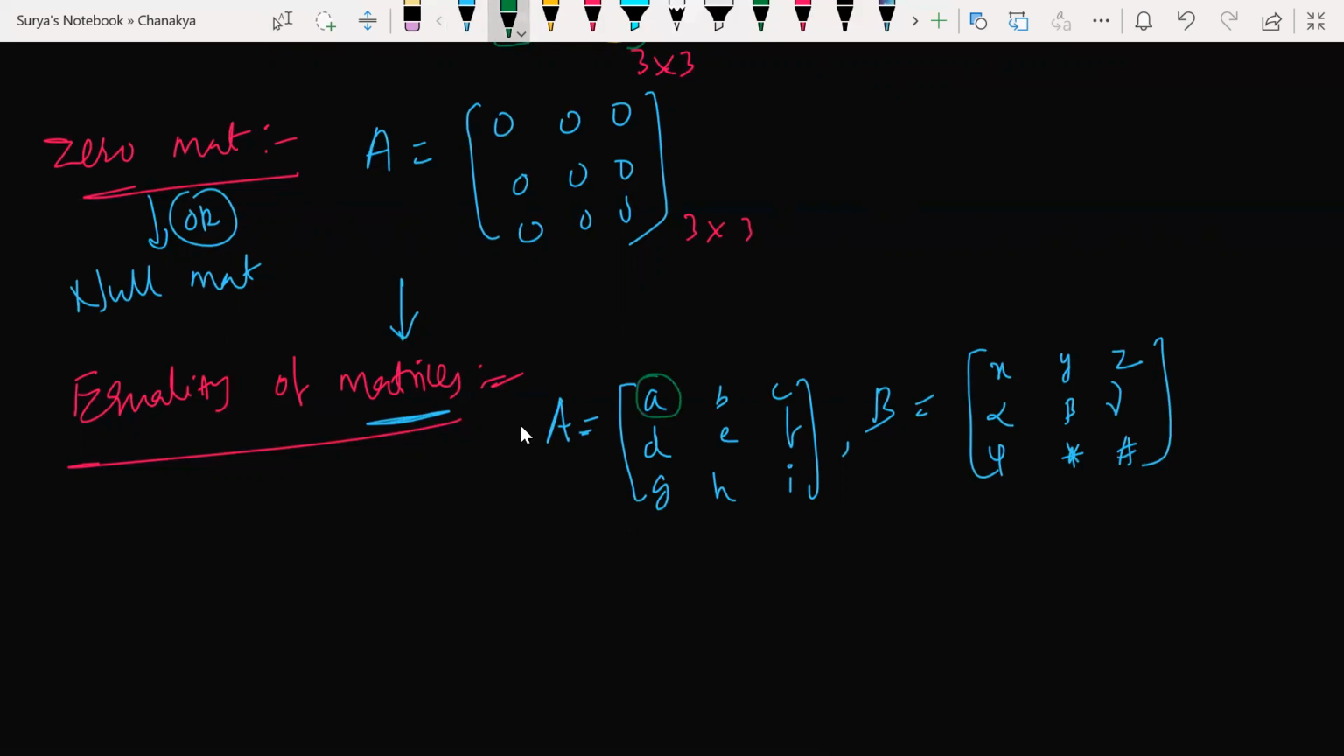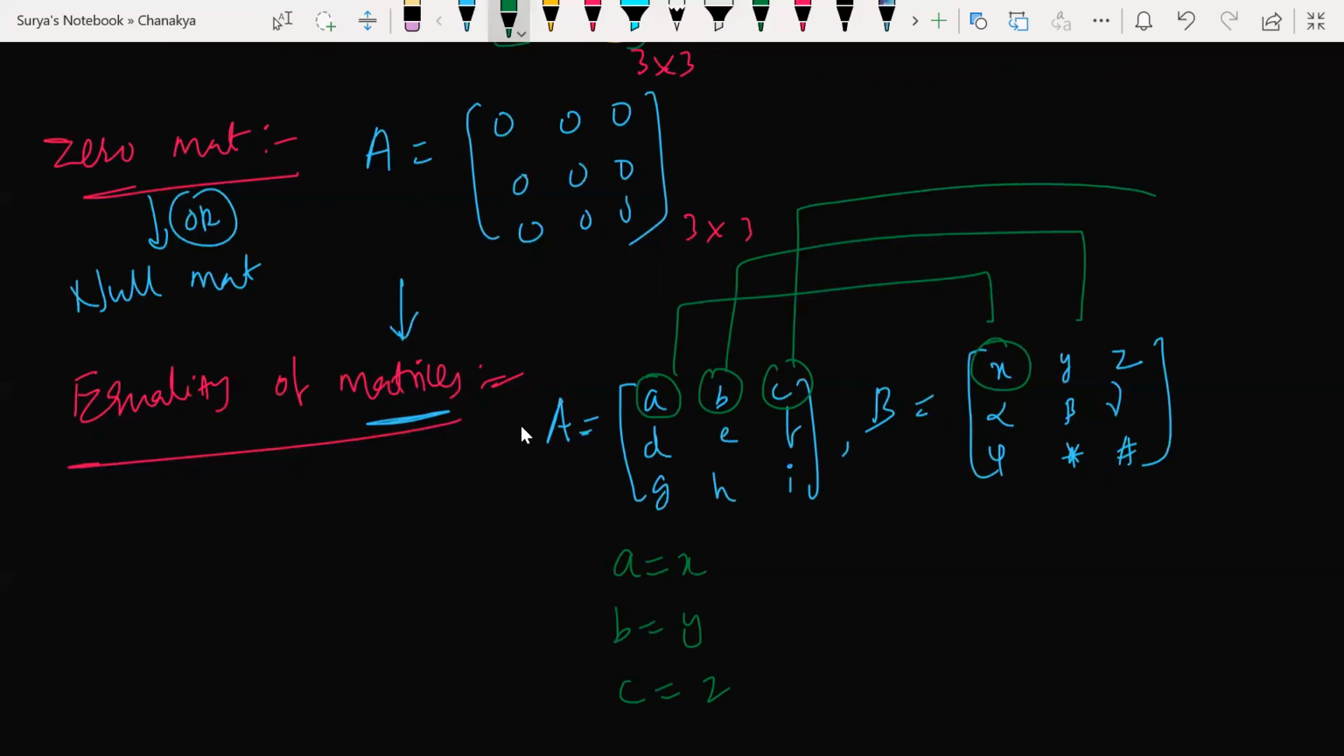Suppose in the first position here what is there? X, right? Now A is equal to X. In the second position what is there? B, right? B is equal to Y. In the third position C is equal to Z. Compare them: this is equal to this, this is equal to this, this is equal to this. You understood my point here, people?